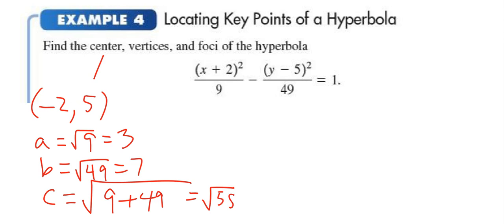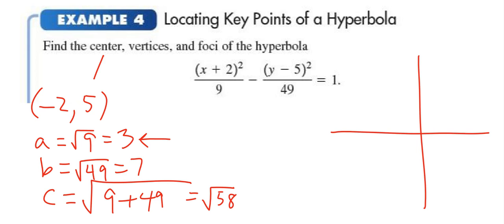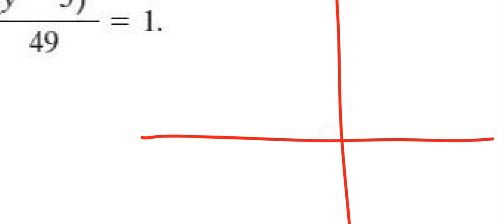So c is square root 58. Okay. Find me the vertices and the foci and draw me a cool picture, please. Go. Because we took the square root of 9 and we got 3. Okay. So -2 and up 5. And so we went 3 to the right and 1, 2, 3 to the left. So we got the edges of the box that way.